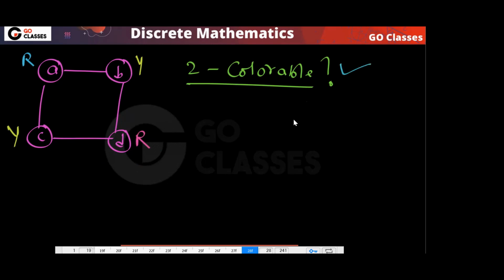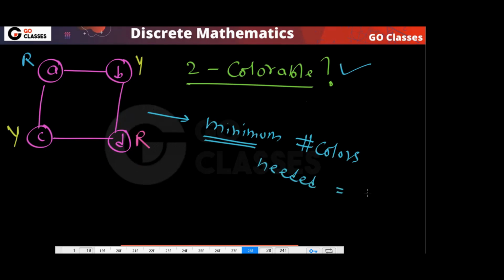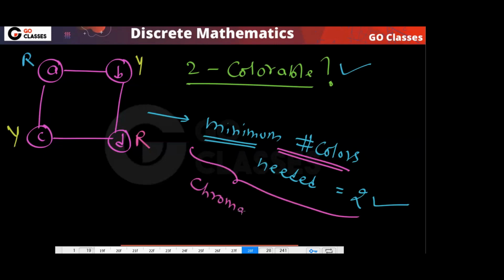Yes. For this graph, what is the minimum number of colors required? That is 2. 2 is the minimum number of colors needed. So this is called the chromatic number. Chromatic number means the minimum number of colors needed. How many minimum colors you need?